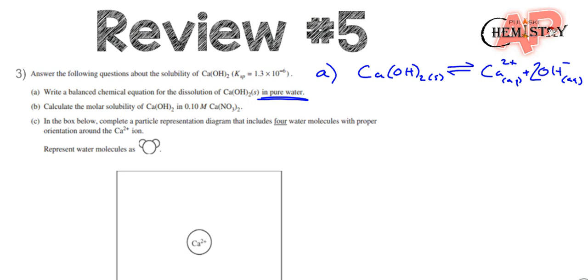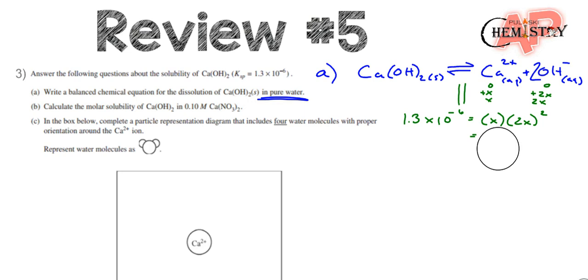B, calculate the molar solubility of CaOH2 in 0.1 molar of CaNO3. Okay, first, let's just take a step back. If I just asked what is the molar solubility, this is what you would have done. You would have said, okay, fine, this is 0, 0, so this is basically plus x, plus 2x, so x, 2x. What I would have done is my KSP. I want to do all this because I want to show you the difference here. This would have been x times 2x squared. Ultimately, this would have been 4x cubed, right? I find x, and x is my molar solubility. We did one of those yesterday.